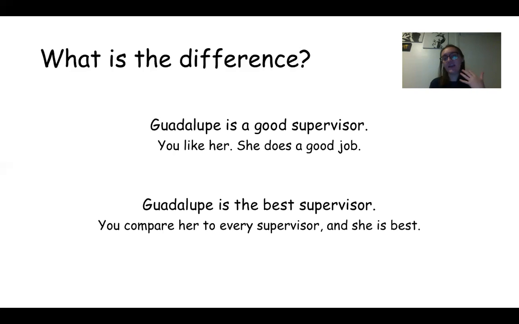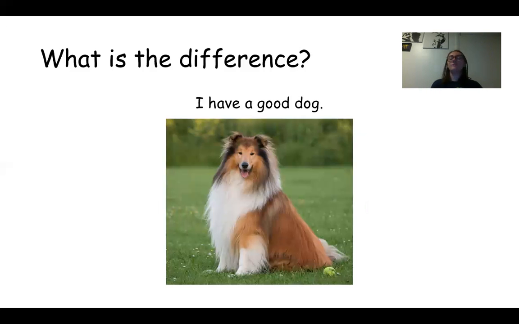So when you say somebody is the best, it means that they're really, really good. So I'm going to give you some more examples. So if I said, I have a good dog, I'm just talking about my dog. I'm describing my dog, right?